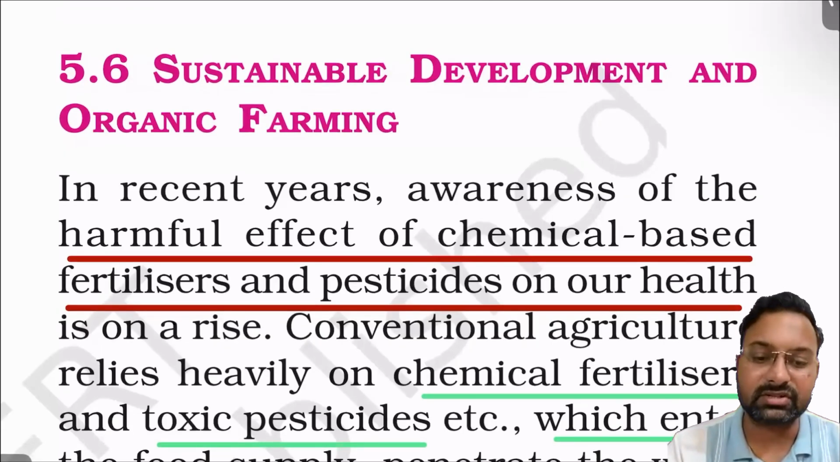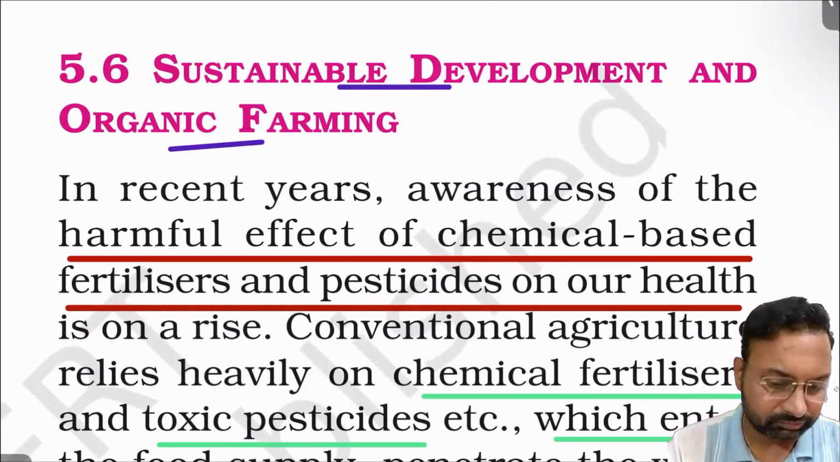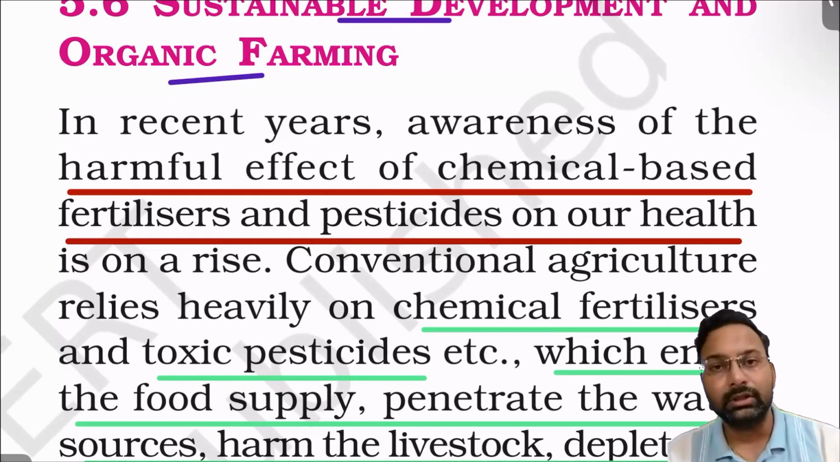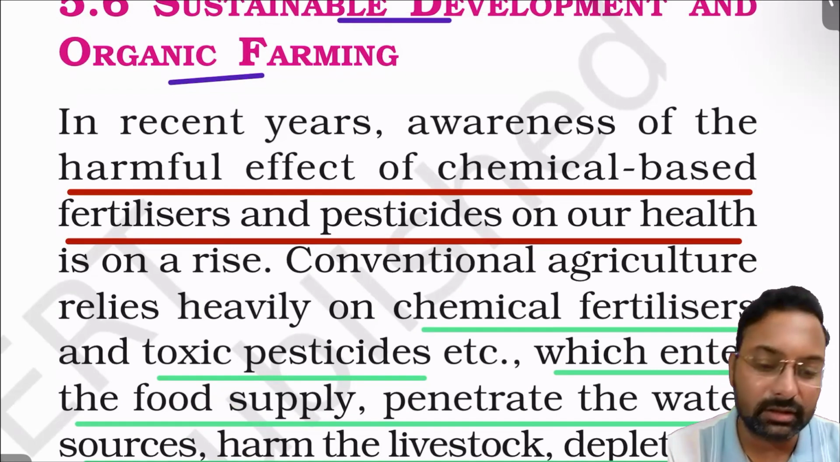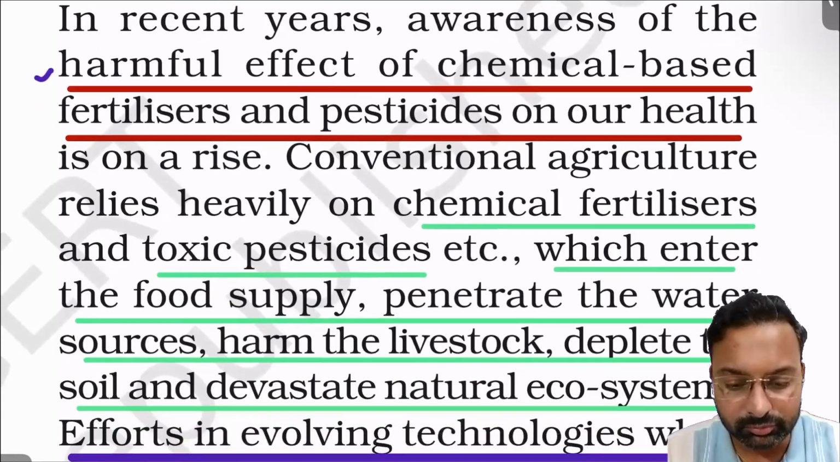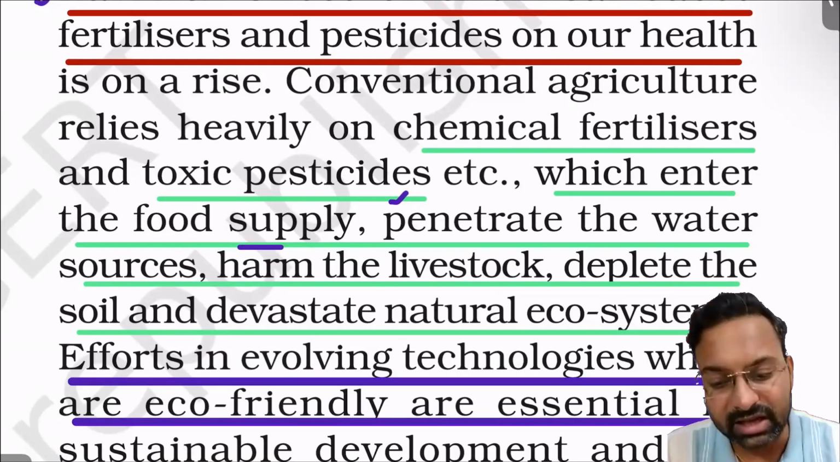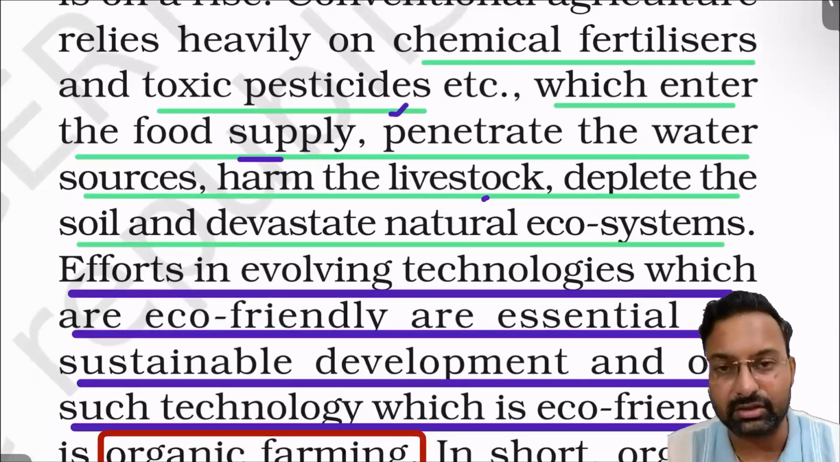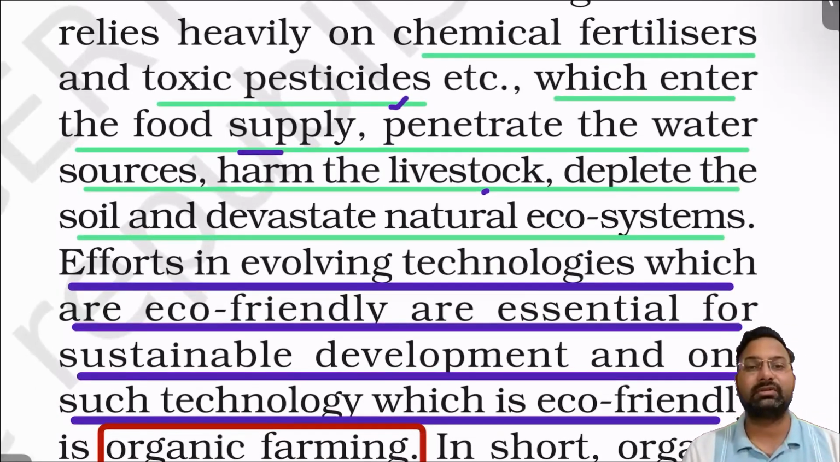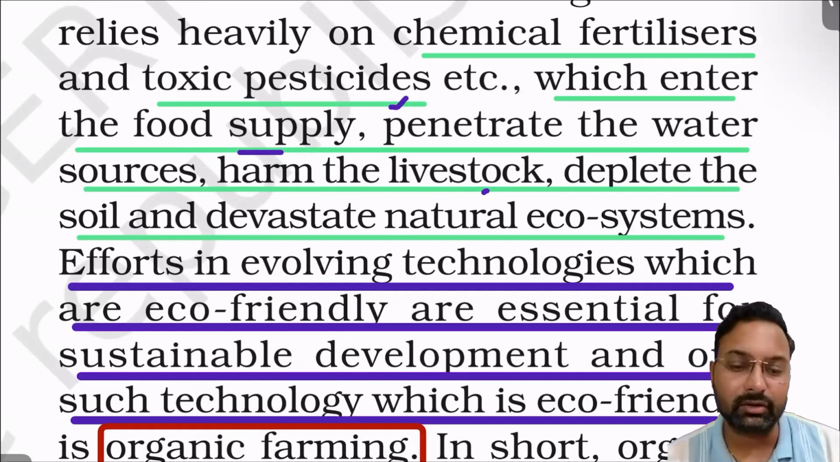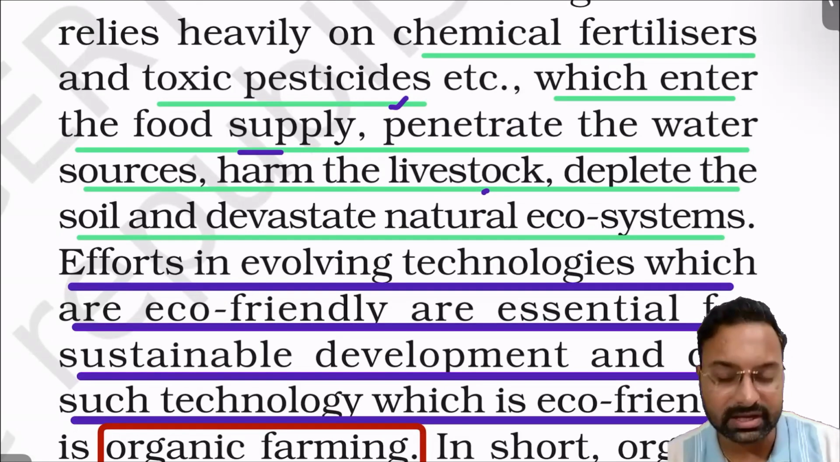Now, the next topic that we are going to start is sustainable development and organic farming, right? In recent years, there is awareness of the harmful effects of chemical fertilizers, pesticides, herbicides, etc. that the farmers are putting in their fields. Those things have harmful effects on human health, because toxic pesticides enter the food supply, penetrate the water sources, harm the livestock as well, deplete the soil and devastate the natural ecosystem. So those chemicals are not only problematic for human health, they also affect the soil, the livestock, the trees nearby, and ecology in the broader sense, right?